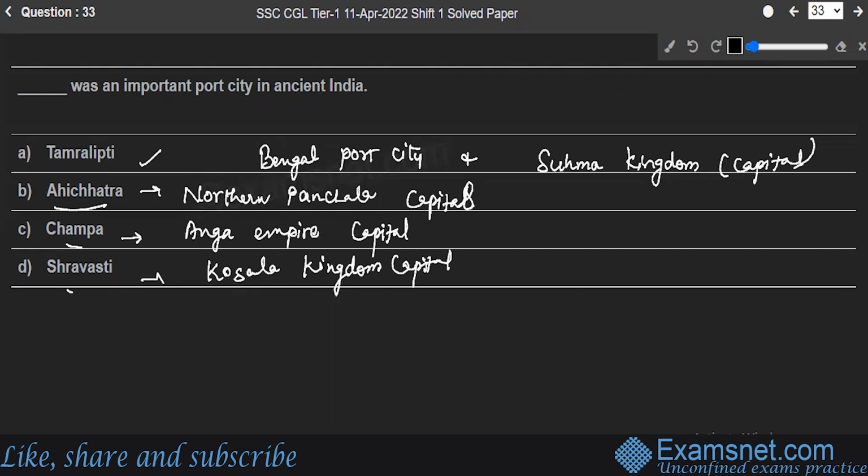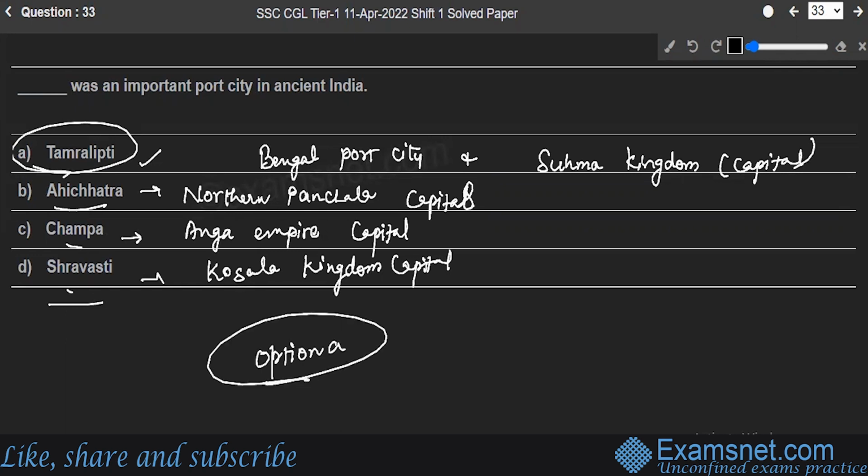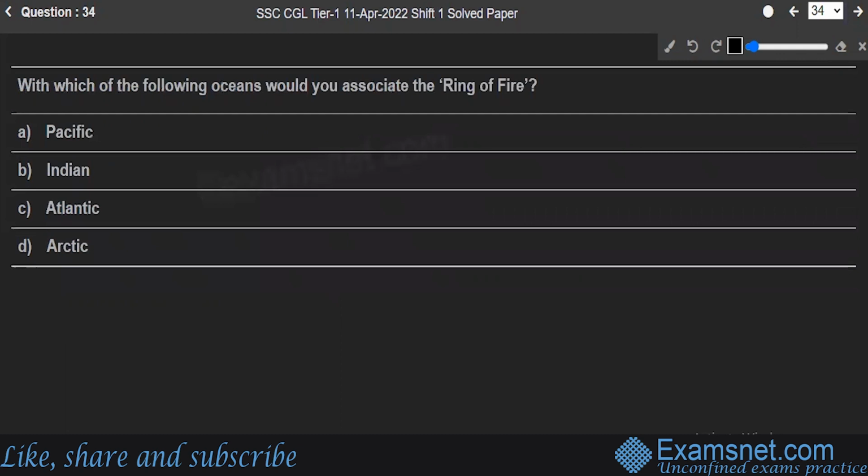Right? And it was at Shravasti that the Buddha spent the most of his time after enlightenment. So I hope you're clear with this. The correct answer is option A, Tamralipati. So let's move. Next question is 34.